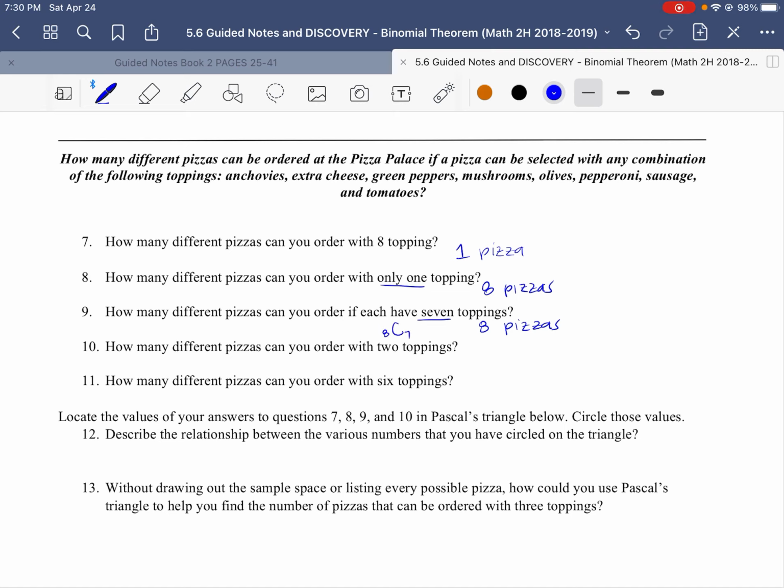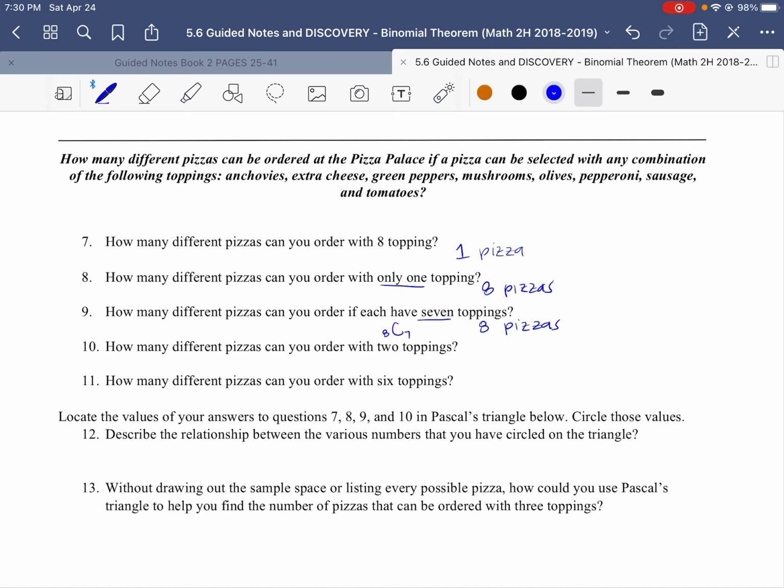And if we check these in the calculator, when we do 8 choose 2 toppings, we end up getting 28 pizzas. And we could list all of those. It's quite a few. With 6 toppings, that would be 8 choose 6. And that would also be 28 pizzas.